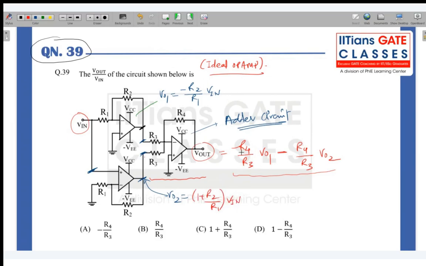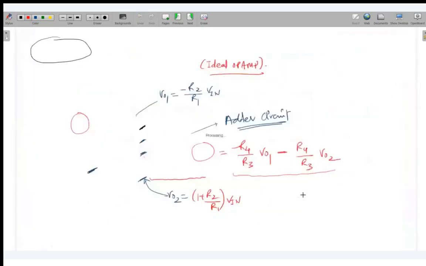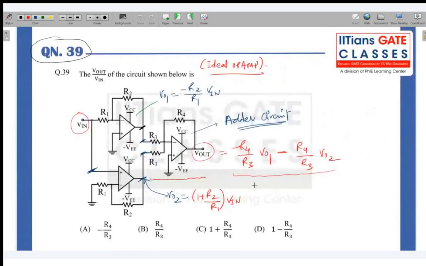Okay, so let me go ahead and plug in all these values. So what will be happening next? You can take minus R4 by R3 common. Right? So this is V naught 1 minus, and this will be plus V naught 2. Okay. I believe this is fine for everyone. So now minus R4 by R3.